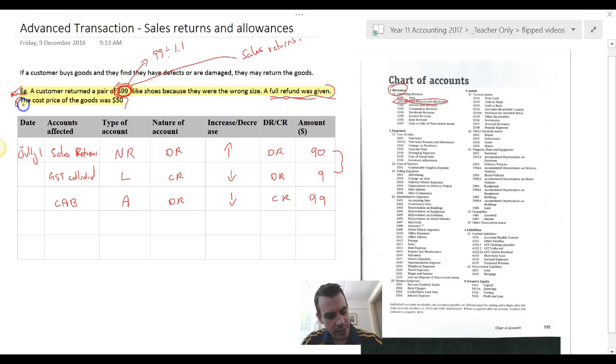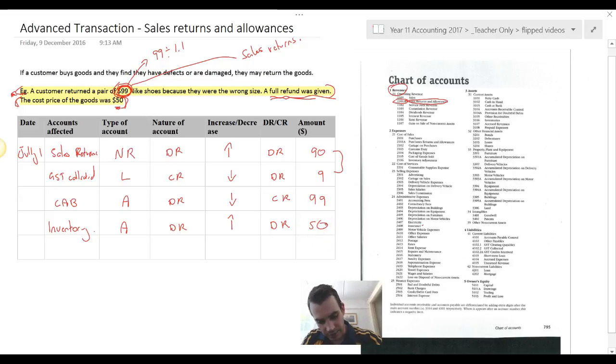The second part of the transaction is down in here. We're going to deal with the cost price of the goods being $50. So the two accounts affected. Let's do inventory first. Inventory is an asset account. Assets by nature are debits. So what's actually happened to our inventory balance? Well, a pair of Nike shoes has been returned, so our inventory balance is going to go up. So this is going to stay a debit for the cost price of $50.